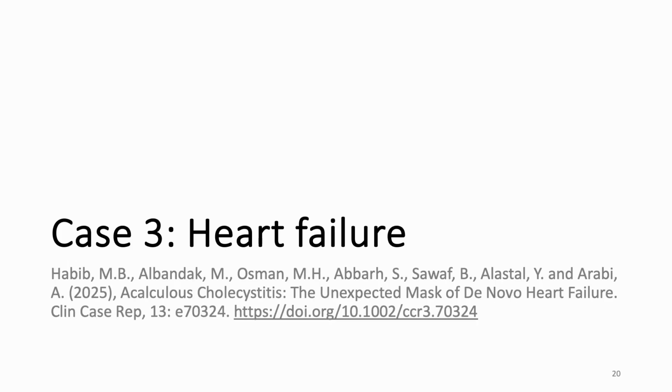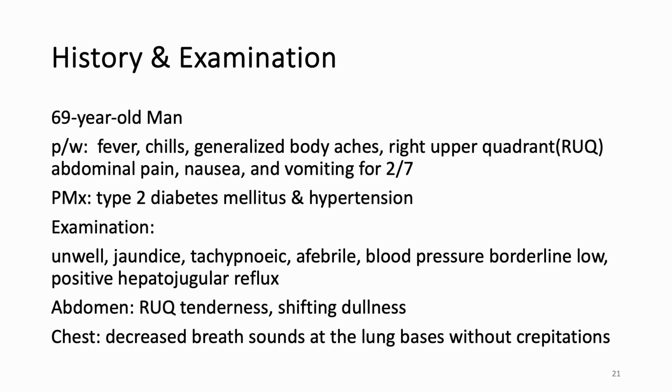Now, the last case is on heart failure, and the author Habib et al. is describing an atypical presentation of heart failure with acalculous cholecystitis. The authors describe a 69-year-old man who presented with fever, chills, generalized body aches, right upper quadrant abdominal pain, nausea and vomiting for 2 days. The past medical history is significant for type 2 diabetes mellitus and hypertension. On examination, the patient is unwell, jaundiced, and tachypneic, afebrile, and blood pressure is borderline low.